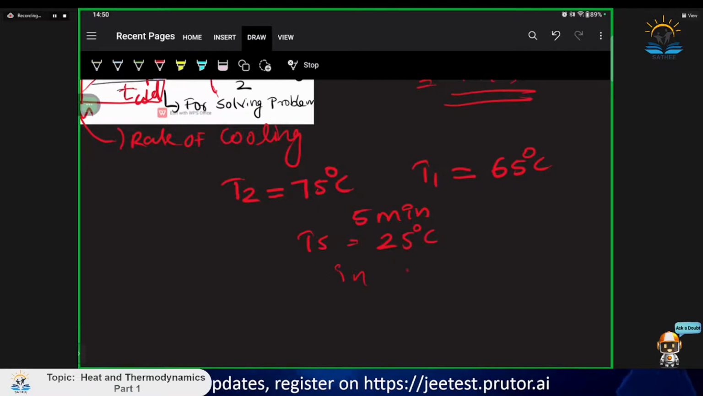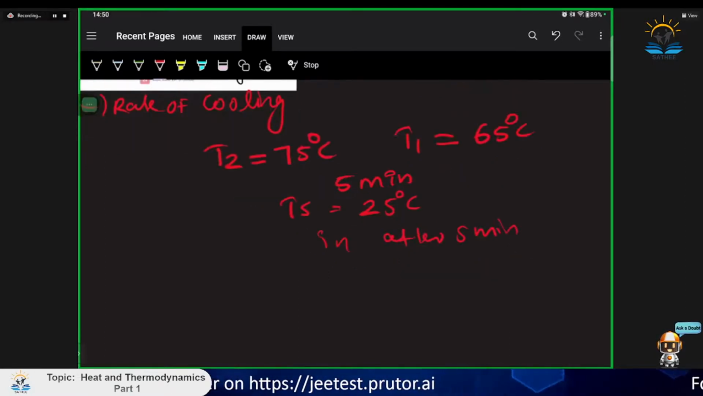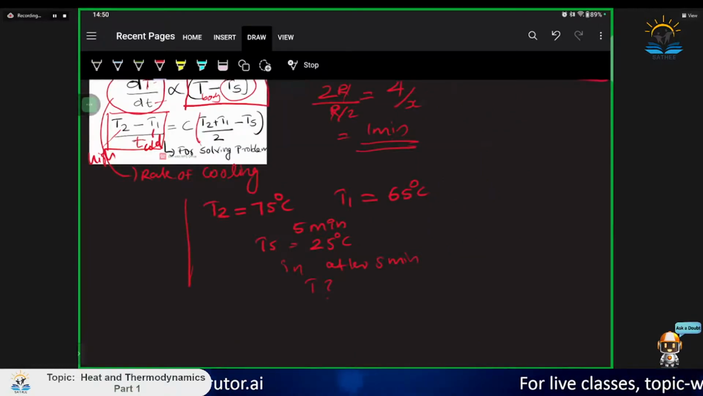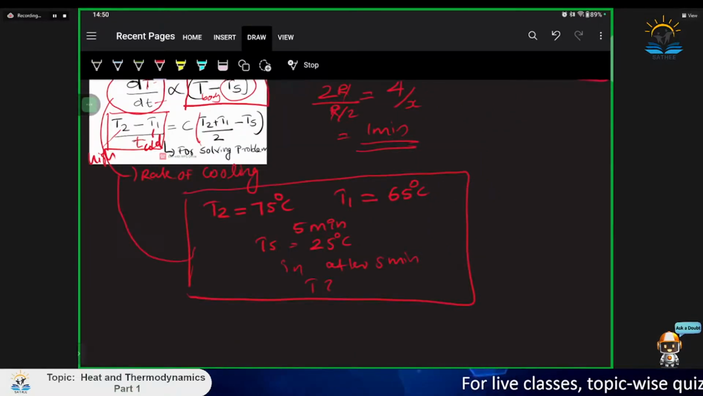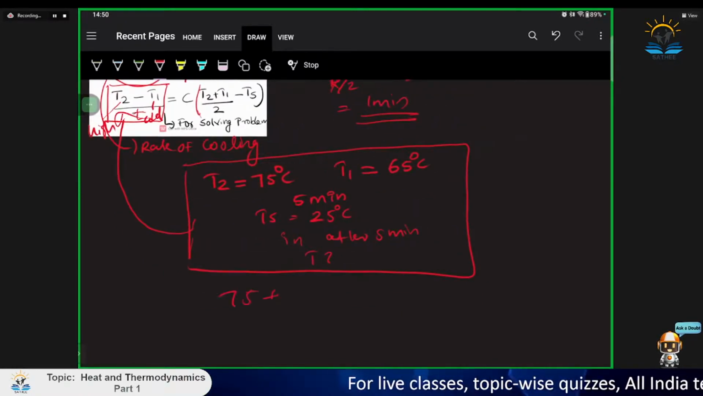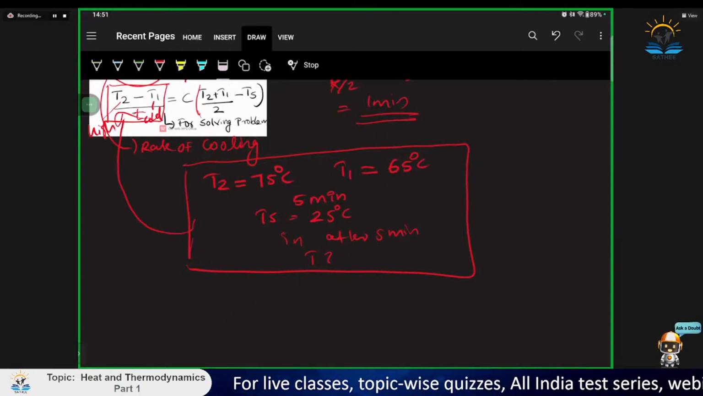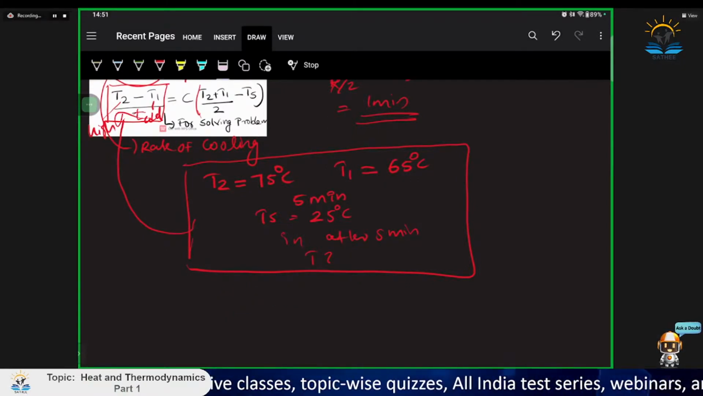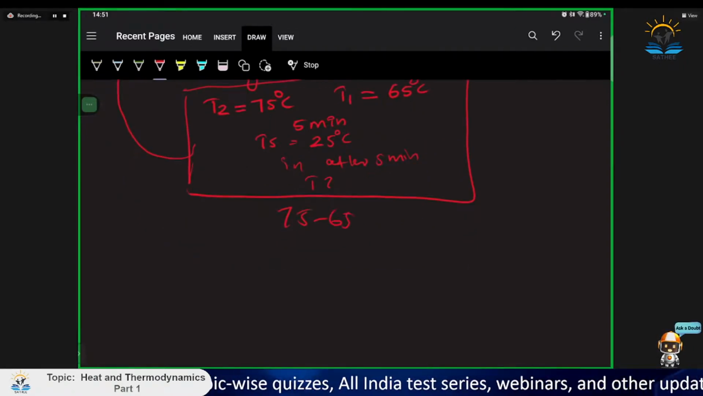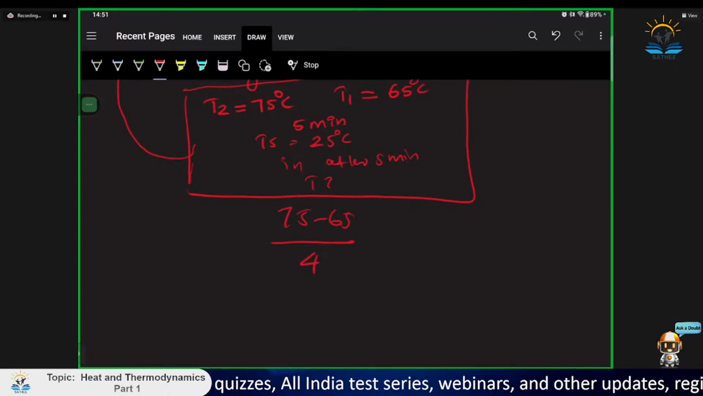In after 5 minutes, what will be the temperature? Okay, so while we get a question like this, we should put everything in this equation. So what is our T2? 75. 75 plus 75 minus 65. 75 minus 65 by time is 4 minutes. So 5 minutes. Sorry.